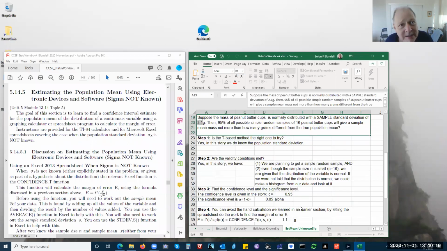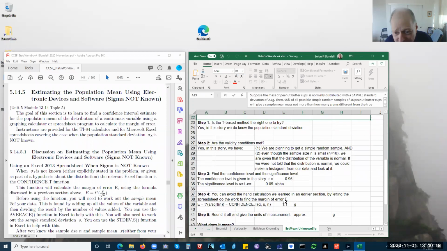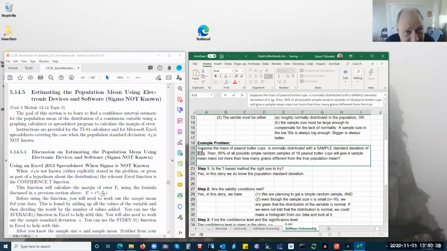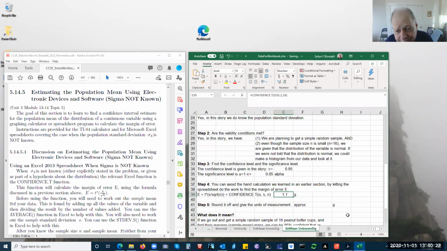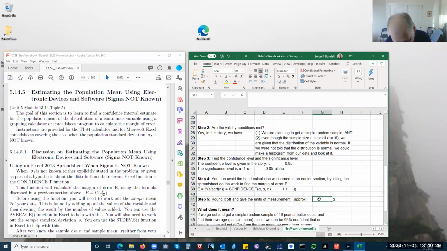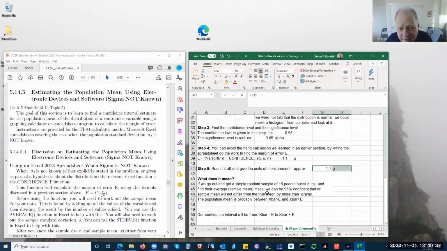And this E is also a sample statistic. It's the same rule, 1 digit more than the original data, the same as the S. That's 1.1 grams. You include the units of measurement, grams. And that's your answer.